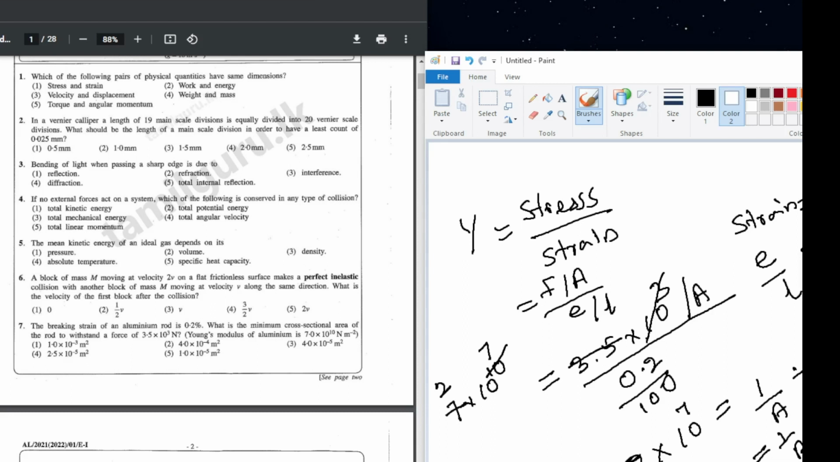100, and here deduct 2, then you get 5, that is 1 over 0.4 into 10 to the power 5, 10 to the power minus 5, that is 10 over 4 into 10 to the power minus 5, that is 2.5 into 10 to the power minus 5. Answer 4.